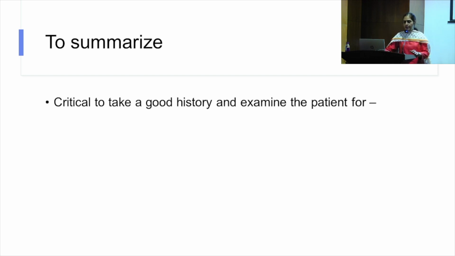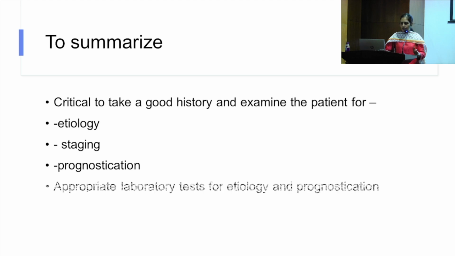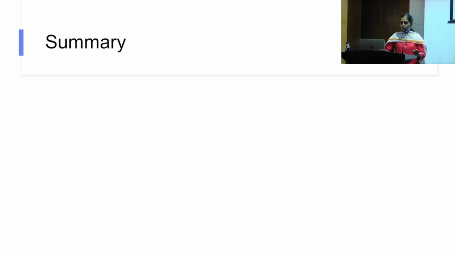So to summarize, it is critical to take a good history and examine the patient. Etiology is something that we need to definitely look at, the staging, and for prognostication. So history and examination is very vital. Appropriate lab tests need to be done, we need to keep in mind, and identify potentially treatable causes for treatment.